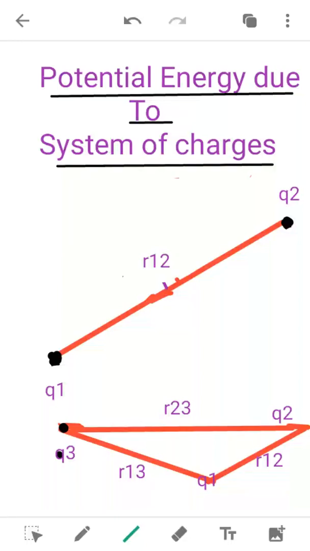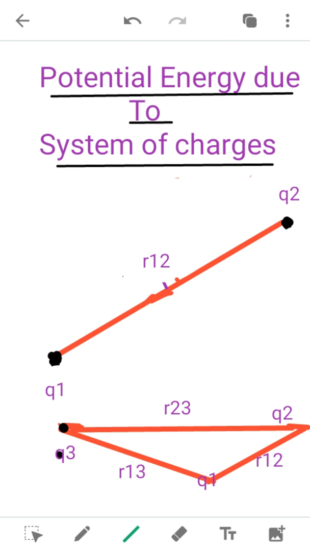Hello students. So today we'll see the potential energy due to system of charges. So here I have drawn two diagrams. The first one has two charges, q1 and q2, and the distance between those two is taken as r12. And the second diagram is for the system of three charges q1, q2, q3, and the distance between any two charges. So first of all we will take only two charges at a time.